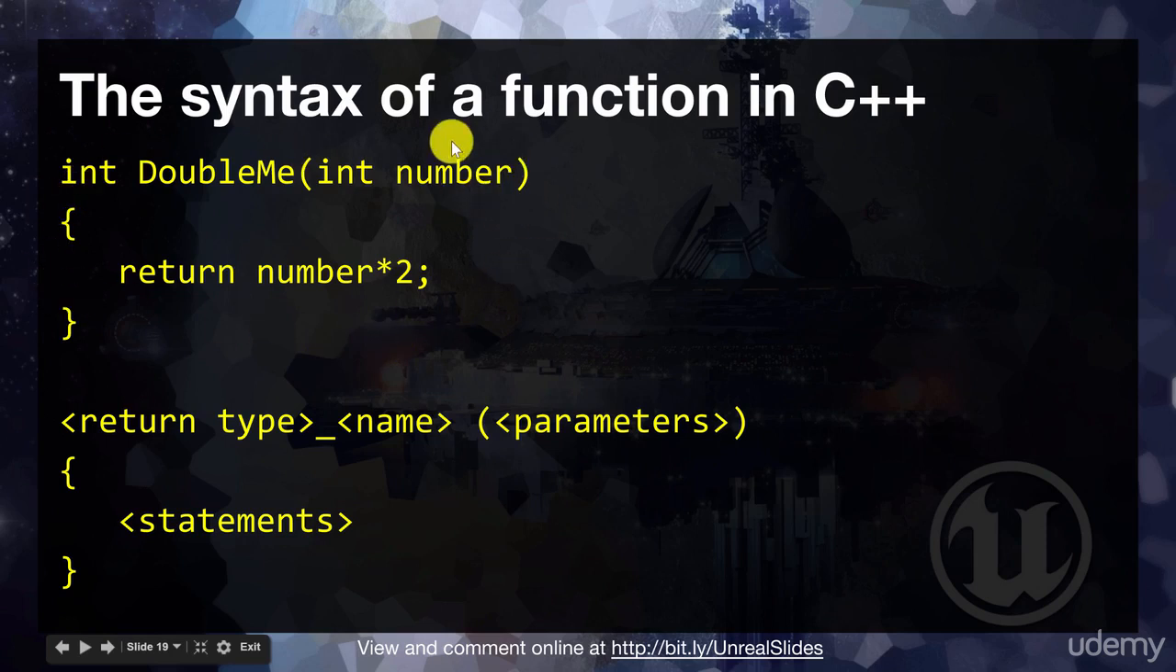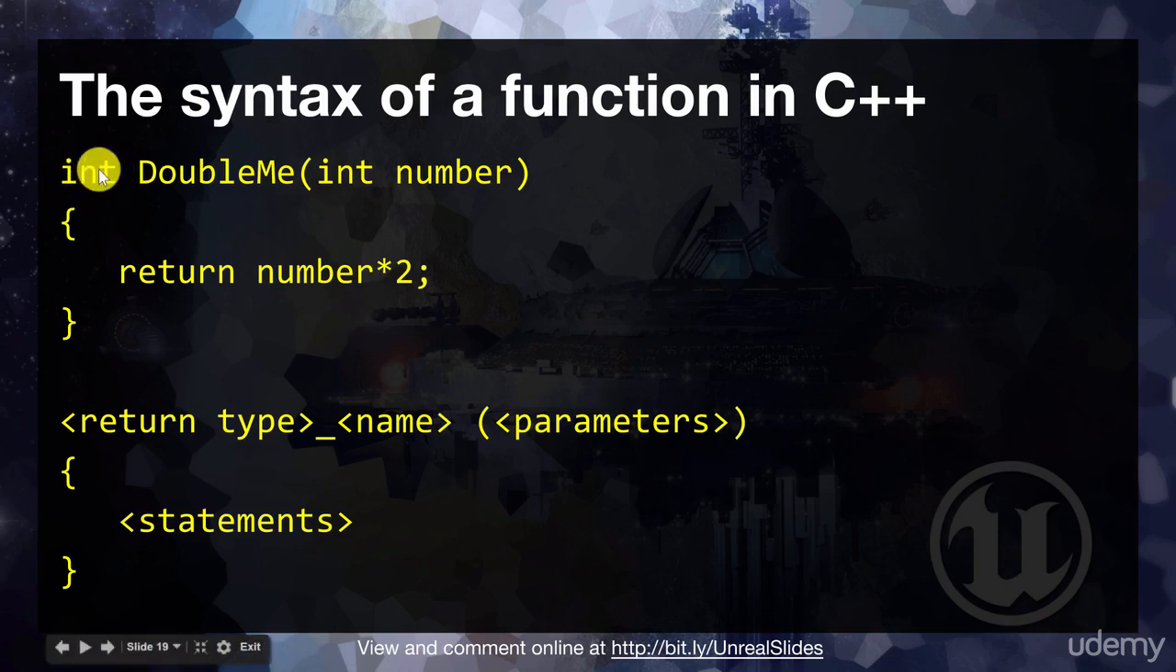Here's a very trivial and simple function called DoubleMe. You send in a number as an integer, which is a whole number that you can count on your fingers, and it returns another integer. And we call it DoubleMe just to prevent any confusion with reserved words like double, which are also another type of number. So, what's the syntax?